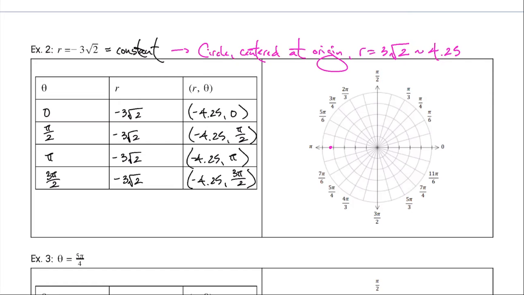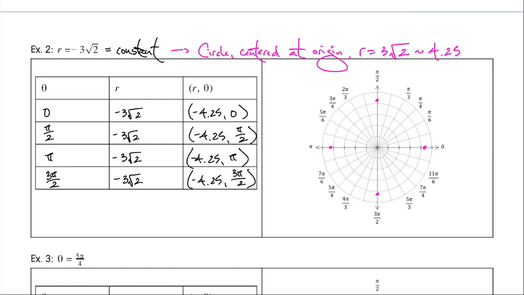And so we can kind of plot all the other points in the same way. We're gonna go to pi over 2, but we're not gonna go up 4.25, we're gonna go down 4.25. And we're gonna go to pi, and we're not gonna go in the pi direction, but we're going to go opposite the pi direction. And then for 3 pi over 2, we're not going to go down 4.25, but we're going to go in the opposite direction to get that point up there.